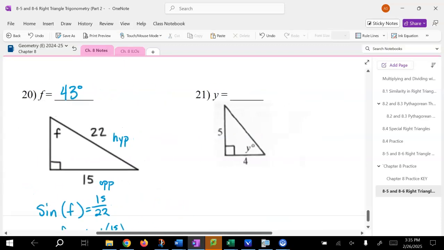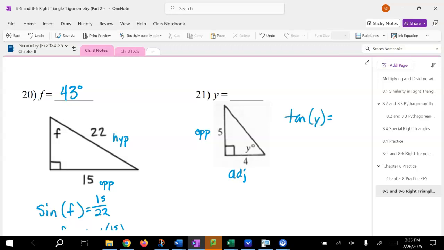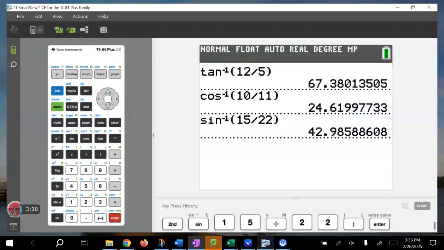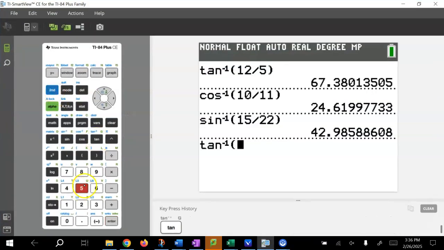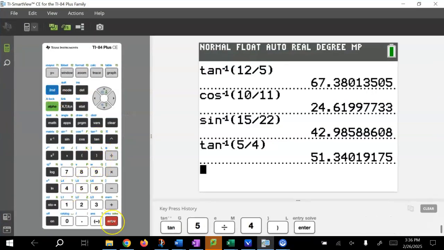And then 21, 5 is your opposite, 4 is your adjacent. So we're using tangent, opposite over adjacent. And again, to get the angle, we're doing the inverse function of our angle. So second tangent of 5 over 4 for 51 degrees.